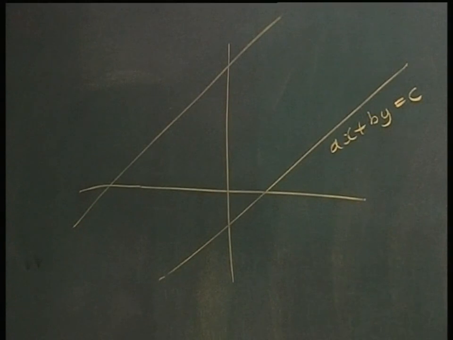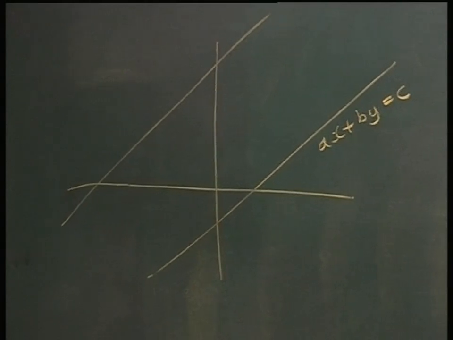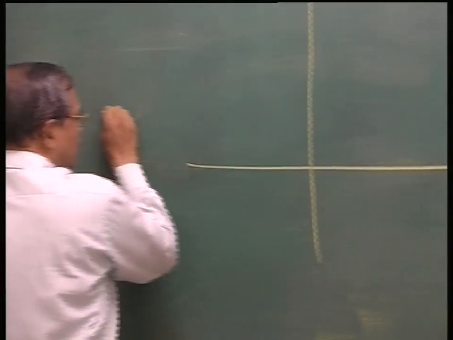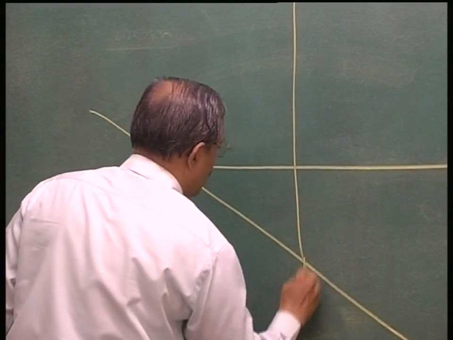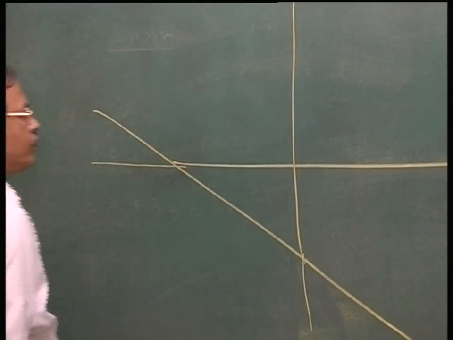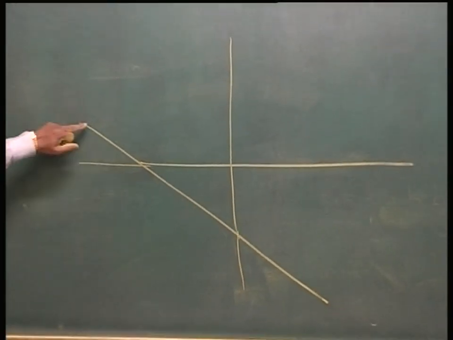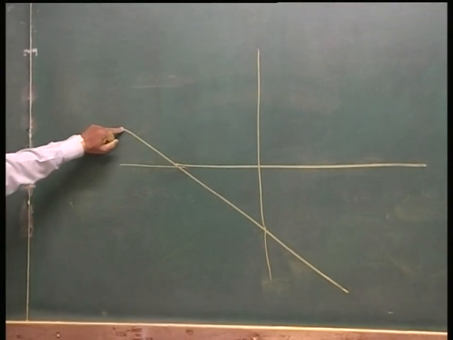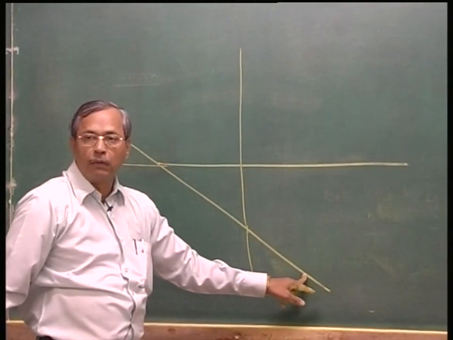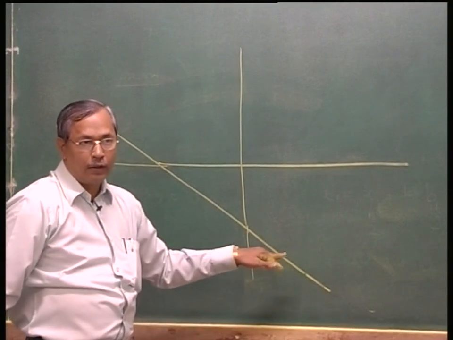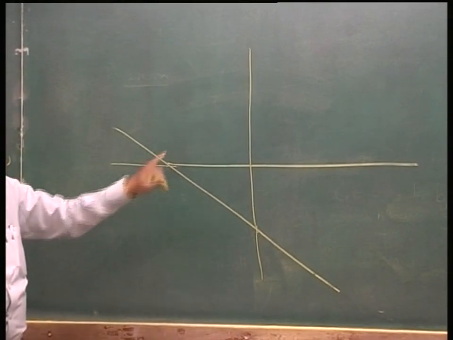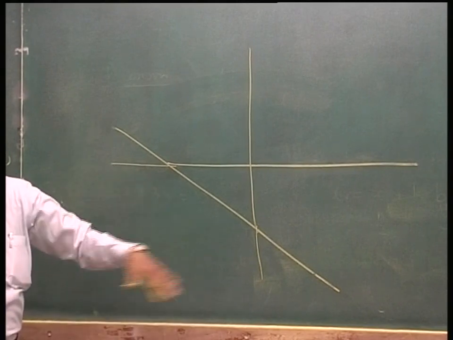But if you take a line with negative slope, like you can consider a line like this. Here both x and y are negative. Here x is negative, y is positive. Here x is positive, y is negative. There is no solution x, y in integers where both x and y are positive for this particular line.